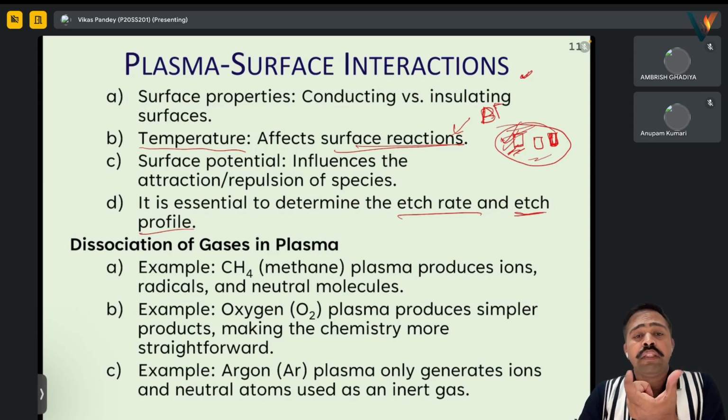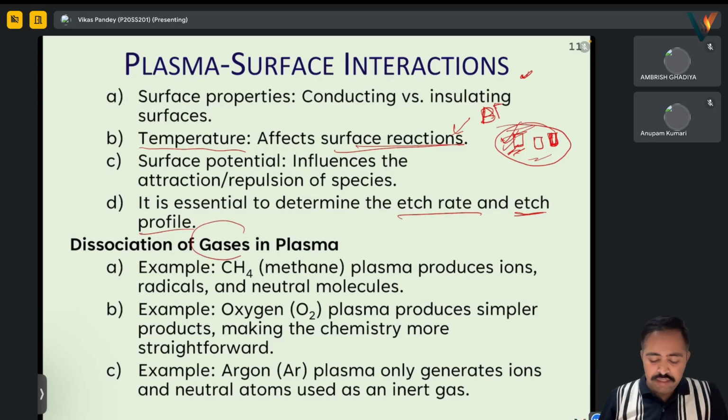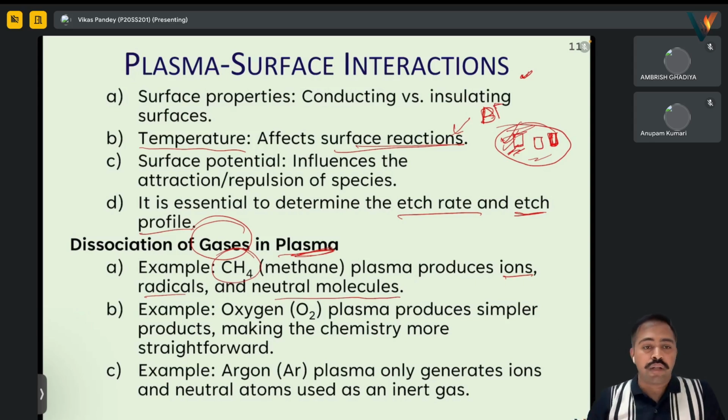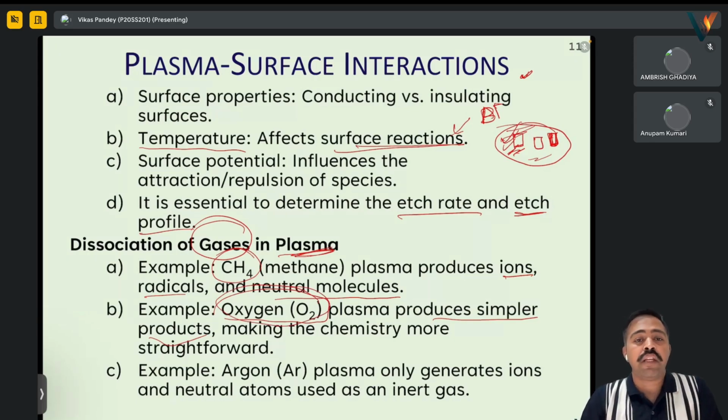In this process of plasma generation, the gases that we have dissociate in the plasma. For example, if we are doing the etching using methane, CH4, the plasma produces ions, radicals, and some neutral molecules. Whereas if we are taking, for example, oxygen, generally oxygen and argon are very common, oxygen and chlorine for reactive ionizing, the plasma produces simpler products. If we are dealing only with oxygen, simple ions will be produced. Whereas when we are dealing with methane, there will be a combination of ions, radicals, and neutral molecules.